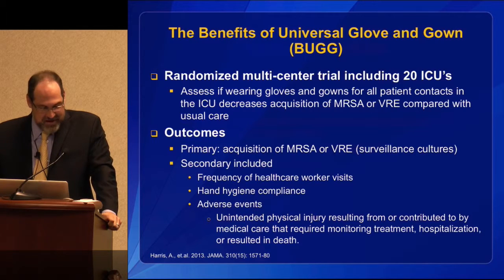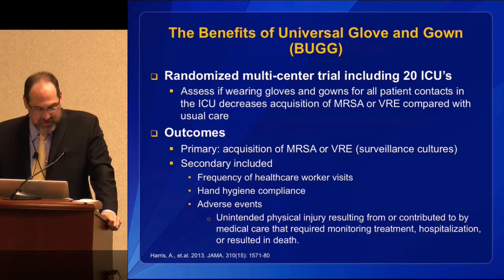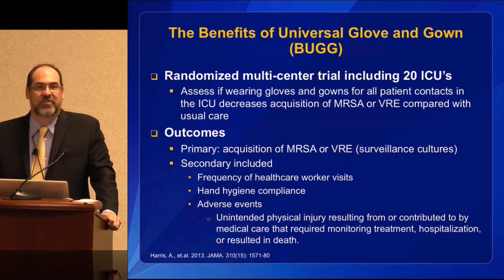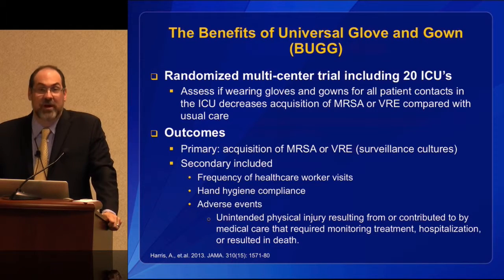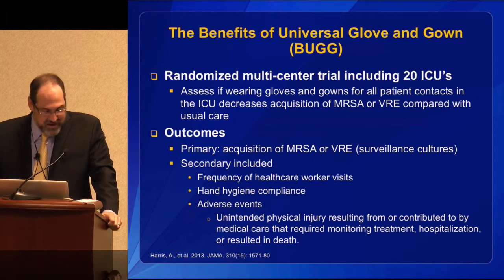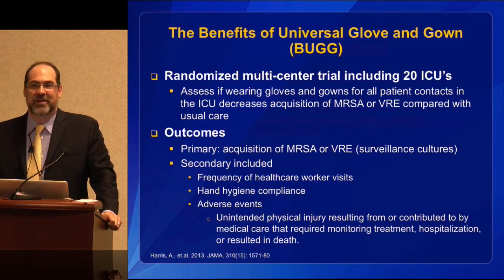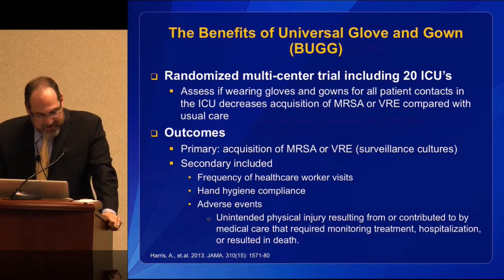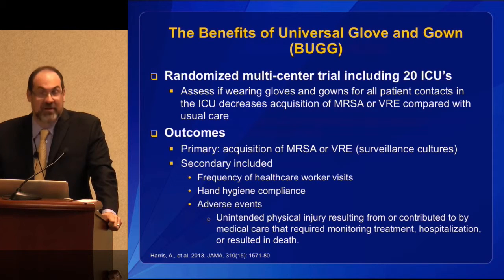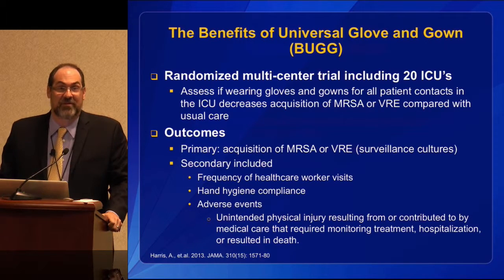So the BUG study was designed to actually assess if universal glove and gowning would decrease acquisition of MRSA or VRE when compared with usual care, and it was done in an ICU setting. So their primary outcome was actually acquisition of drug-resistant bacteria. However, it's their secondary outcomes that I want to talk about here and that I think are most relevant. And they looked at the frequency of healthcare worker visits into rooms, hand hygiene compliance, and adverse events among these patients.